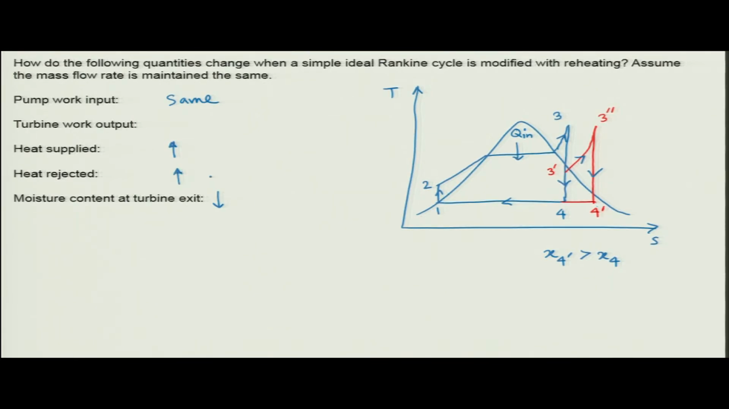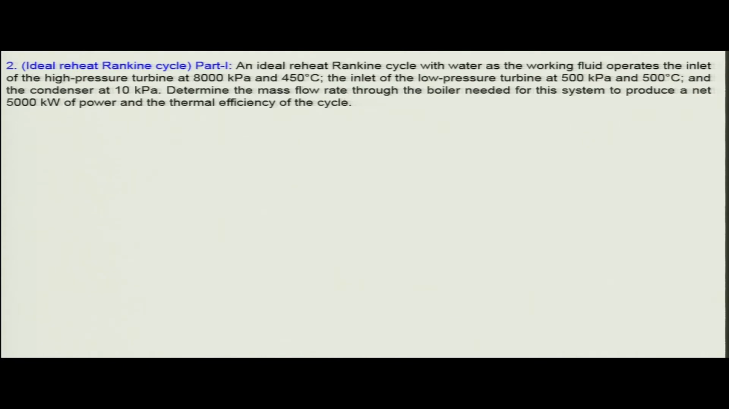What will happen to the turbine work output? Originally it was H3 minus H4, now it will become H3 minus H3 dash, plus H3 double dash minus H4 dash. So, you can see from this figure that the turbine work output increases. Next we will move to a quantitative problem.